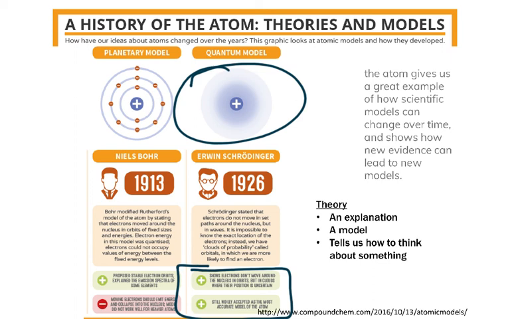So this gives us a great example of how scientific models can change over time. And they change when new evidence is presented. And new evidence leads to new models. Okay, and a model then is a way to think about a phenomenon or think about the world. So a theory is an explanation. It's a model. It tells us how to think about something. I should add, it is best when based on evidence and leads to predictions.